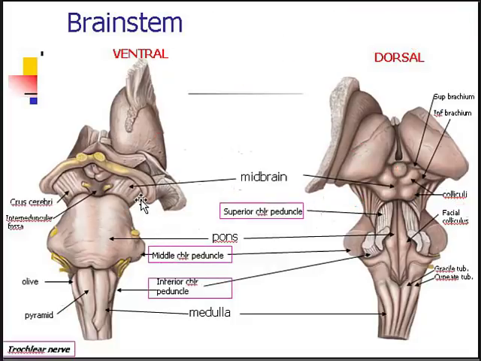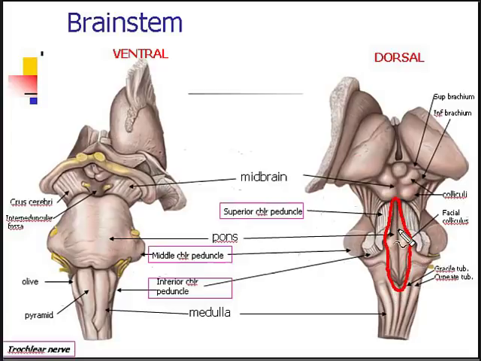So now we turn this around and let's look at the posterior aspect of the pons. So in the pons, here you can see this is the middle cerebellar peduncle. And then we see the fourth ventricle, and I'll just go over this. So here we are really looking at the opened out fourth ventricle, and we are looking at the floor of the fourth ventricle. So this whole structure is the fourth ventricle. And here we're looking at the floor of the fourth ventricle.